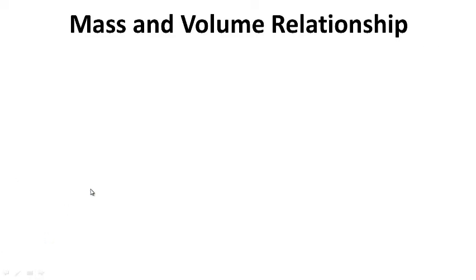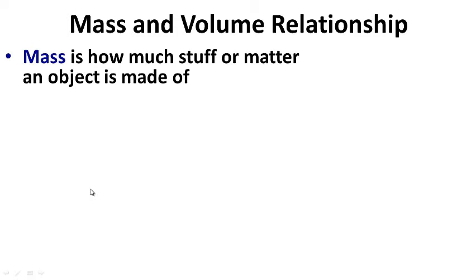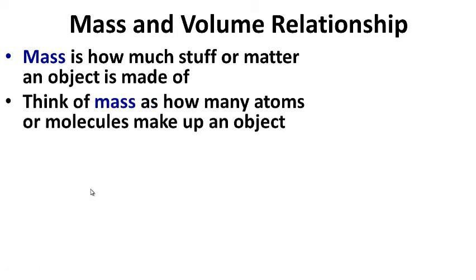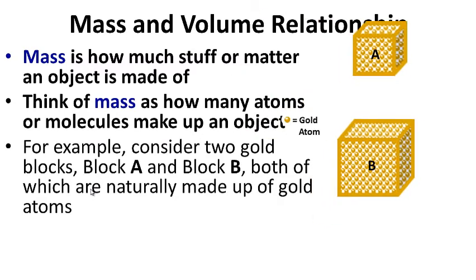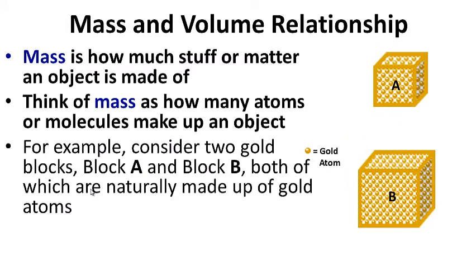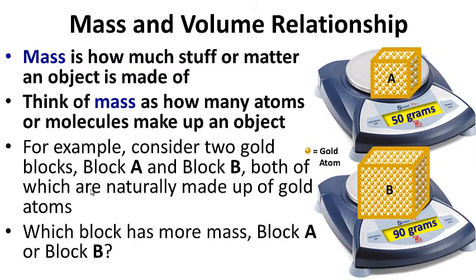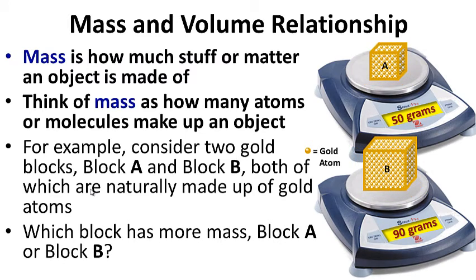Okay, so the mass and volume relationship. Mass is how much stuff or matter an object is made of. Think of mass as how many atoms or molecules make up an object. For example, consider these two gold blocks, blocks A and B, both of which are naturally made up of gold atoms. But which block has more mass, block A or block B?